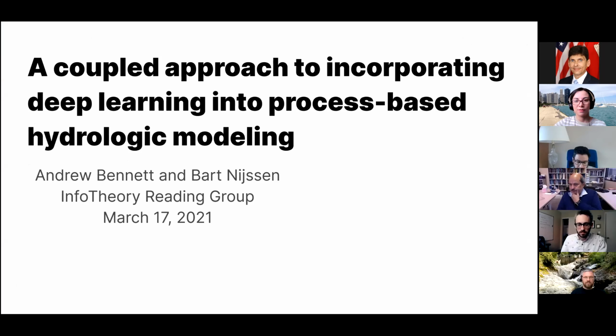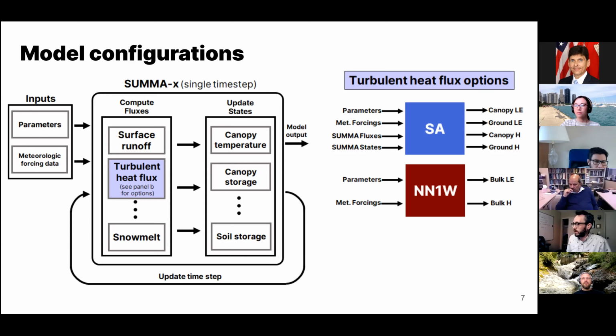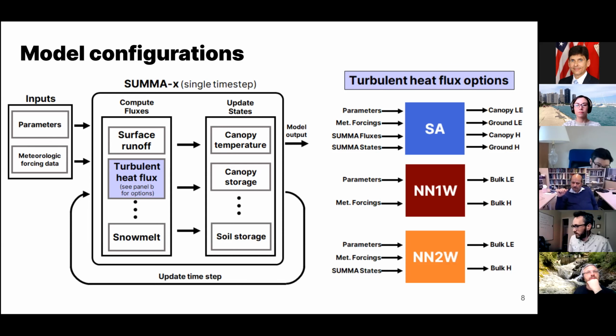We think it would be cool for future work if you could actually partition these, but for now we just did the bulk. So basically the sum of the arrows in the essay. And then our other neural network parameterization is NN2W, which is a two-way coupling.